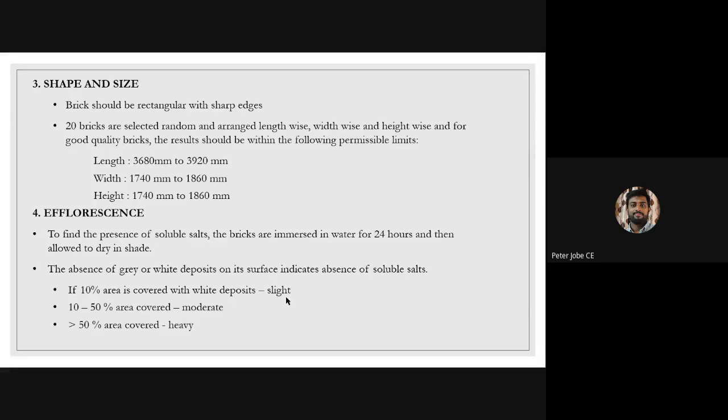And the width, similarly, we will arrange them widthwise, and we will take the measurement of the total width of 20 bricks, and the width should be between 1,740 mm and 1,860 mm. And we will keep the bricks one above the other to measure the height, and the total height should be between 1,740 mm and 1,860 mm. So this is the test that we conduct in order to assess the shape and size of bricks that are being made ready for construction.